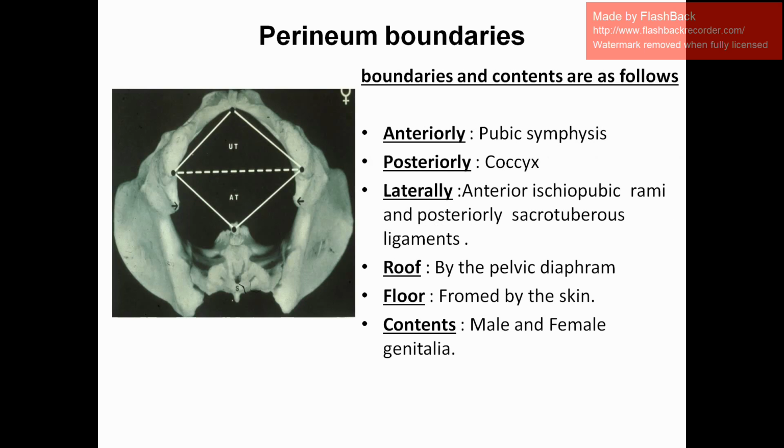Now, boundaries and contents of perineum. Anteriorly, you have pubic symphysis. Posteriorly, you have coccyx. Laterally, you have anterior ischiopubic rami, and posteriorly, you have sacrotuberous ligament. The roof is formed by the pelvic diaphragm, floor by the skin, and the contents of the perineum are male and female genitalia.